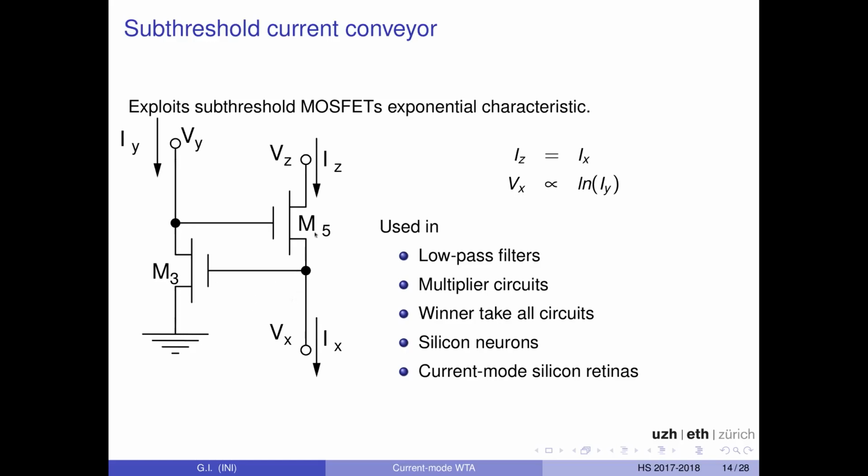Now, if we have a current Ix, which we can set to be equal to Iy or to a proportionality factor, that will force the current to go through M5, which will then force the gate of M5 minus Vx, VGS, remember the Vg minus Vs, to be the log of Ix. And then that will result in Iz. So Iz will be equal to Ix. Vx will be the log of Iy. This is basically the two properties of the circuit. And because of these two properties, it's considered a current conveyor.